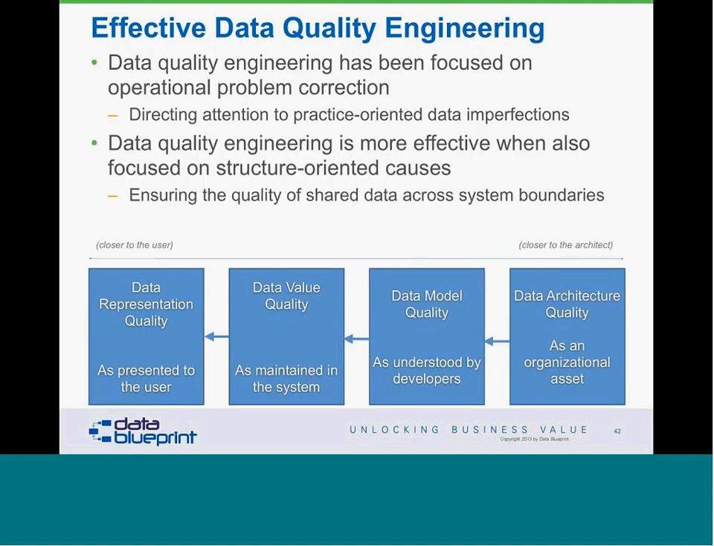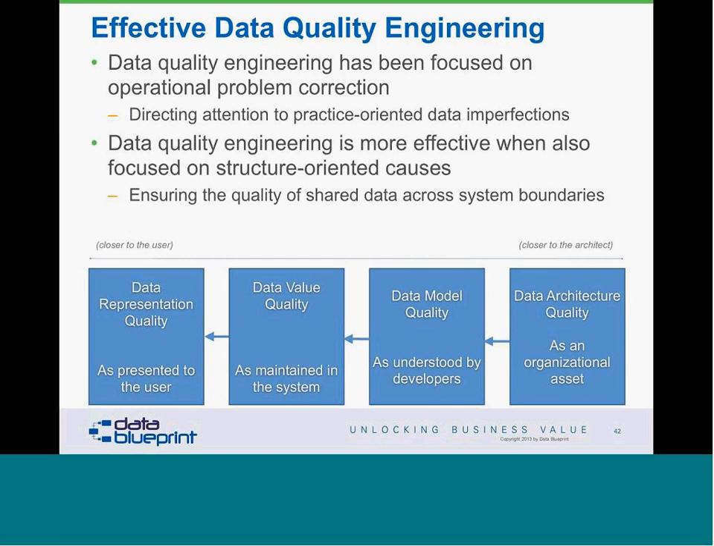You can see here from this chart that most data quality engineering has been focused on the operational problem correction. They're directing attention towards practice-oriented imperfections as opposed to looking at the structures of this. Now you can see on this particular chart, on the left-hand side, we are closer to the user, which is what the user sees, the representation quality, but we also have to pay attention to things that are closer to the architect. Again, the architecture quality, the model quality.